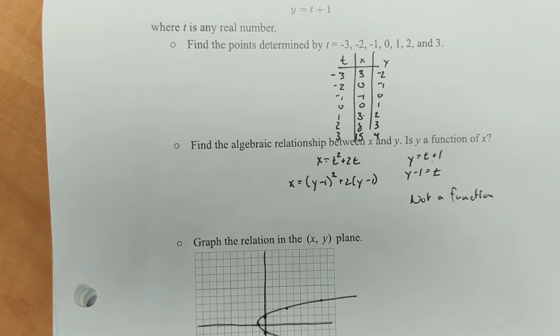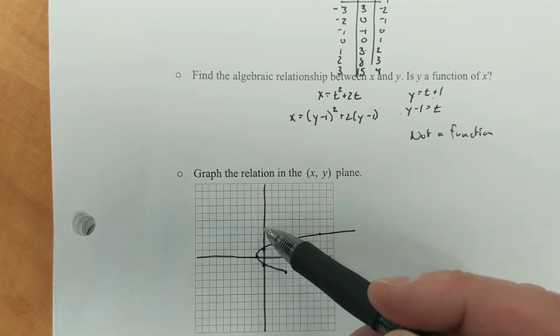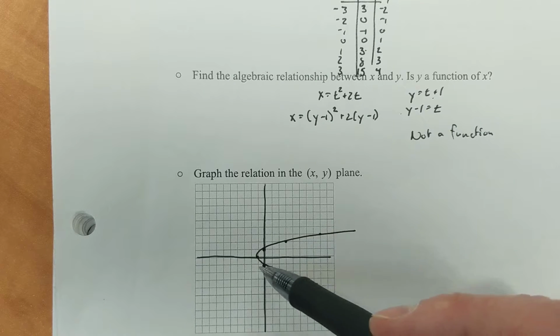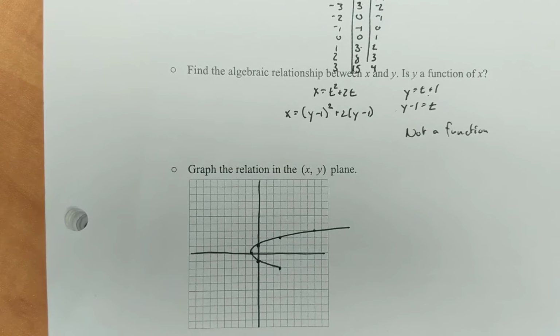So there's my graph. The other way to check for functions, if you look at the graph, remember if there's a vertical line that crosses more than once, it's not a function. And since this is part of a sideways parabola, there is a vertical line here that crosses more than once.